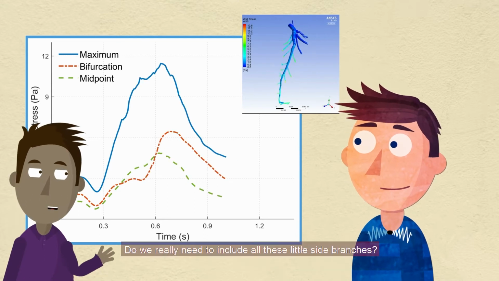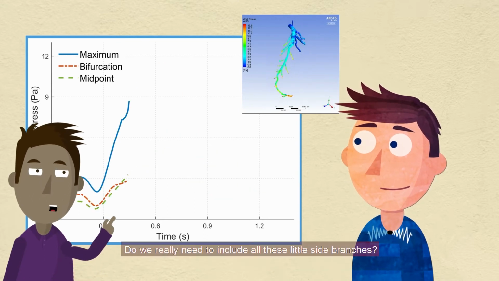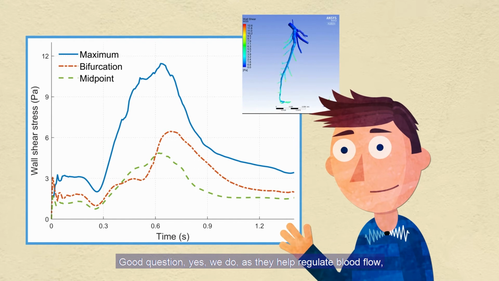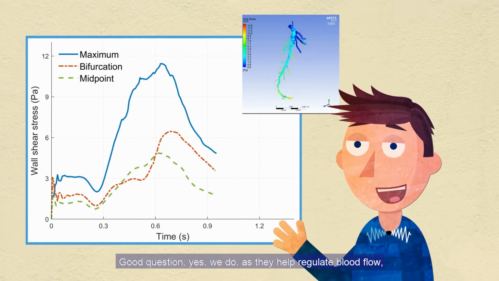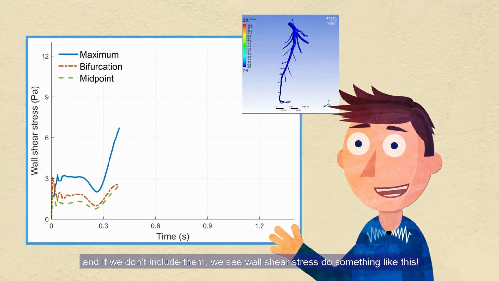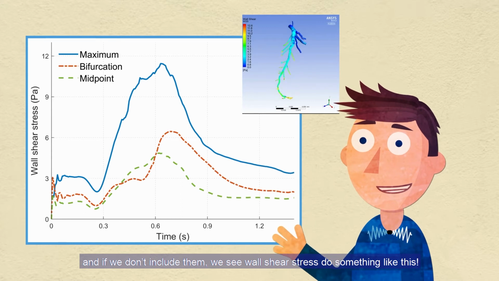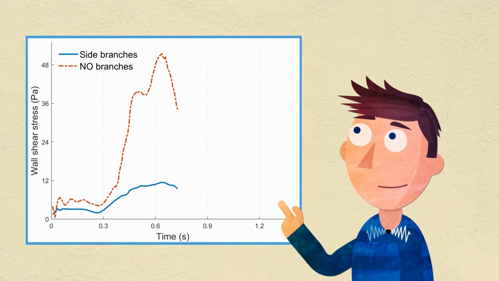Do we really need to include all these little side branches though? Good question. Yes, we do, as they help regulate blood flow. And if we don't include them, we see wall shear stress do something like this.